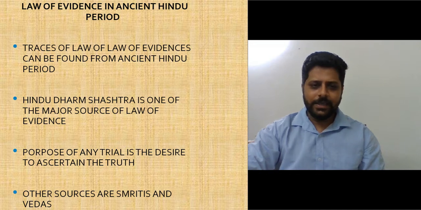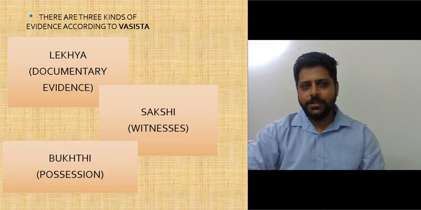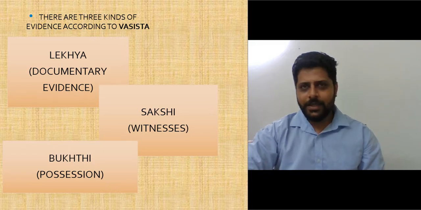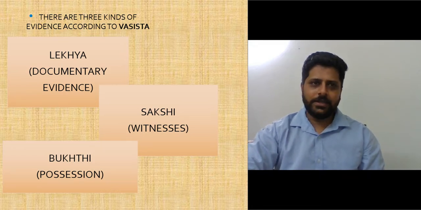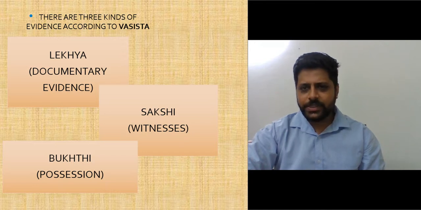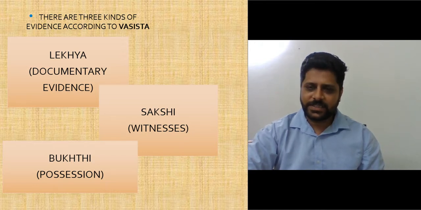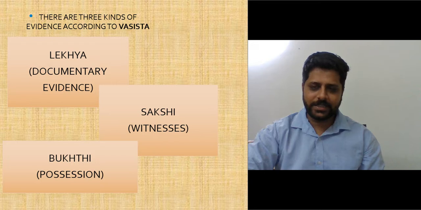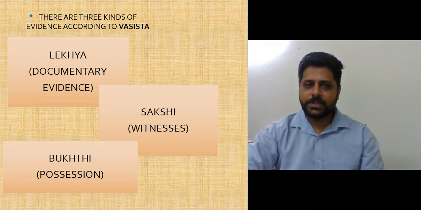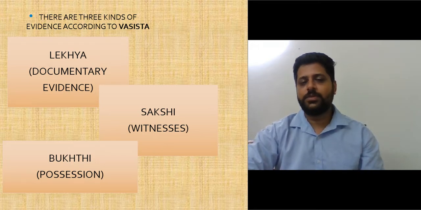According to Vashisht, you must have heard the name of Maharishi Vashisht, he said that there are basically three kinds of evidence. First is Lekhya, second is Sakshi, third is Bhukti. Lekhya means documentary evidence, Sakshi means witnesses, and Bhukti means possession.